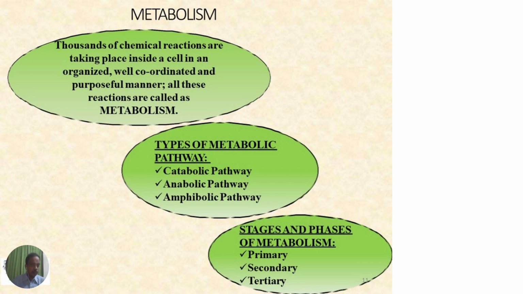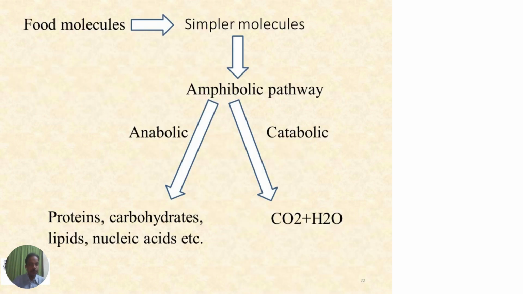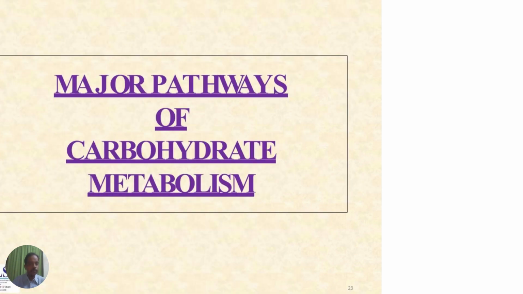Coming on to the metabolism, the most important one. The types of metabolic pathways are the catabolic pathway, the anabolic pathway, and the amphibolic pathway. The stages and phases of metabolism are primary, secondary, and tertiary. So you can find food molecules and simple molecules forming amphibolic pathways, which go down to two types, anabolic and catabolic. Anabolic forms the protein, carbohydrates, lipids, nucleic acids, etc. And the catabolic is the breakdown into carbon dioxide and water.